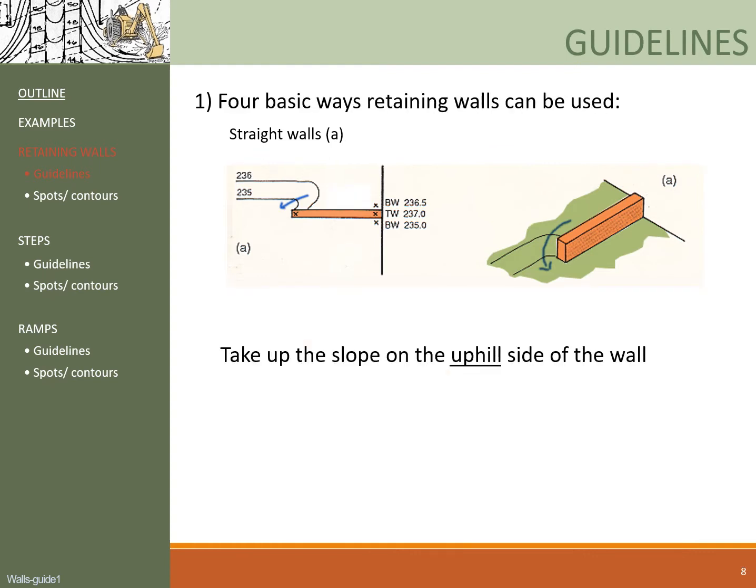So the first type of straight wall takes up the slope on the uphill side of the wall. That means that all the elevation transition happens on the uphill side, whereas on the downhill side, elevations are almost the same. Okay? And in this scenario, the design must direct water away from the wall, so the contours have to form a small swale when connecting to the wall here.